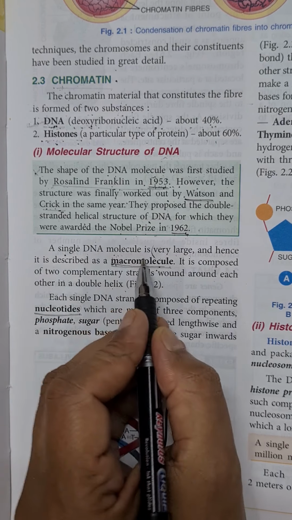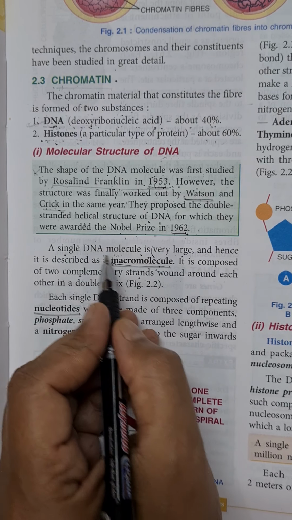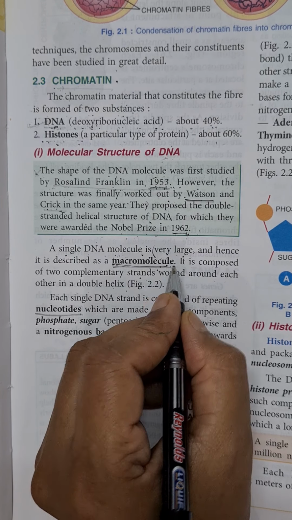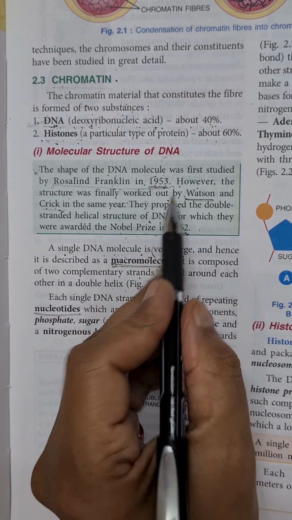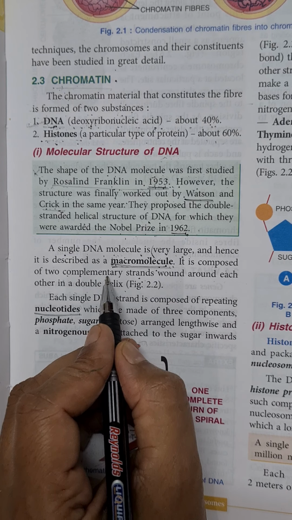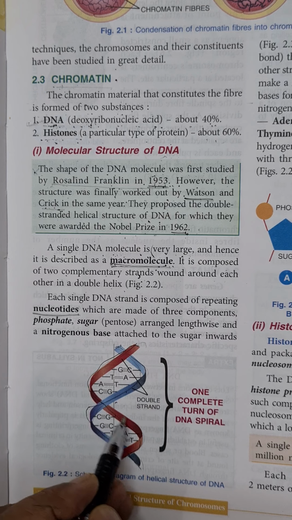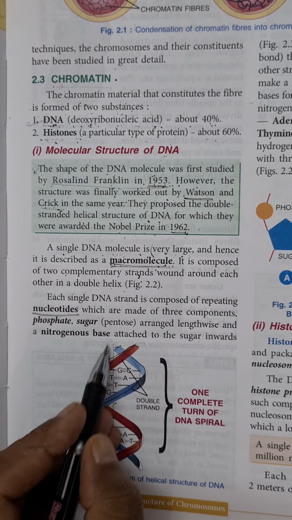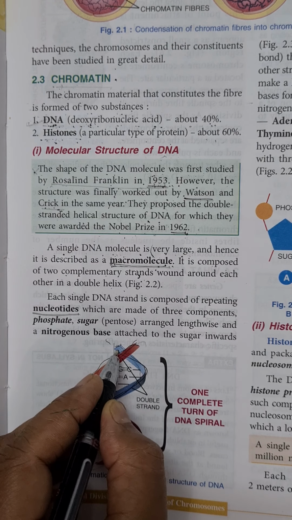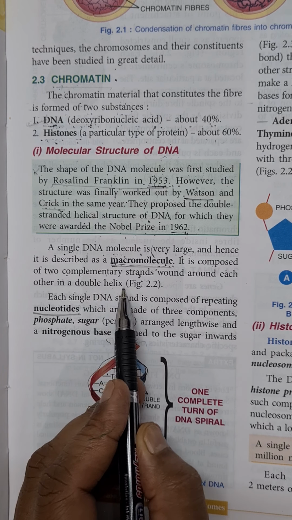So each DNA molecule is very large in size. As the DNA molecule is very large in size, we call it a macromolecule. According to Watson and Crick, the DNA molecule is composed of two complementary strands. So in each DNA molecule, two complementary strands are present. This is the first strand and another is complementary to it, which are wrapped around each other in the form of a double helix.